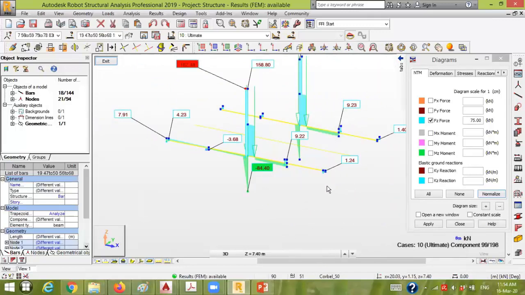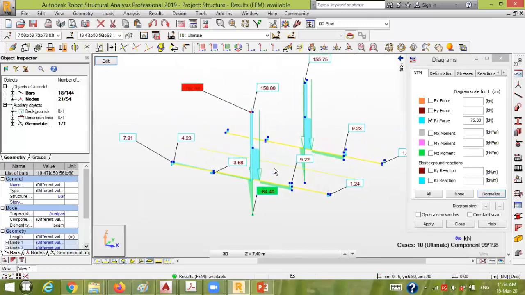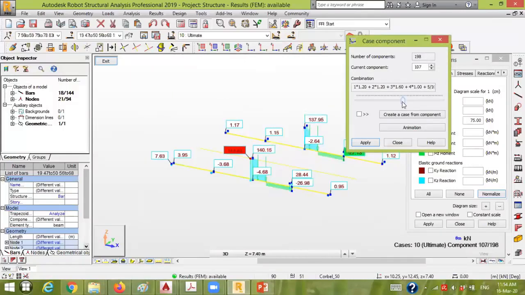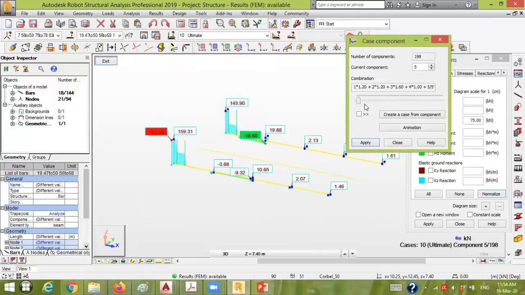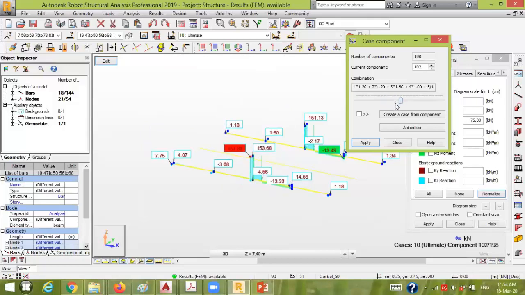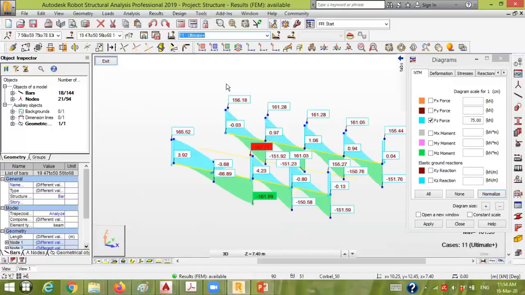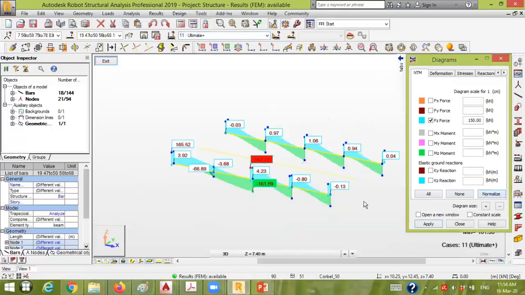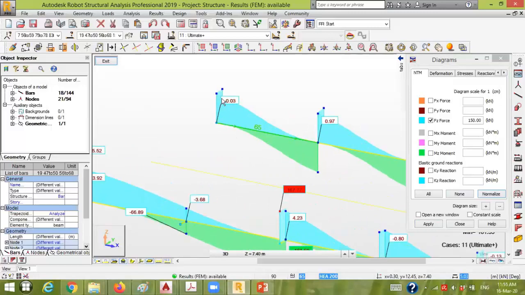Why is it different each time? Because we have a moving load. So these are the values of the shear corresponding to this position of the moving load. If you change the position, the values will be different. Each time the position is different, each time the results are different. So for this reason, we cannot take the results for the ultimate case, but we have to take the results for the ultimate plus or minus. The plus and minus give you for each point the maximum shear and the minimum shear regardless of the position of the moving load.